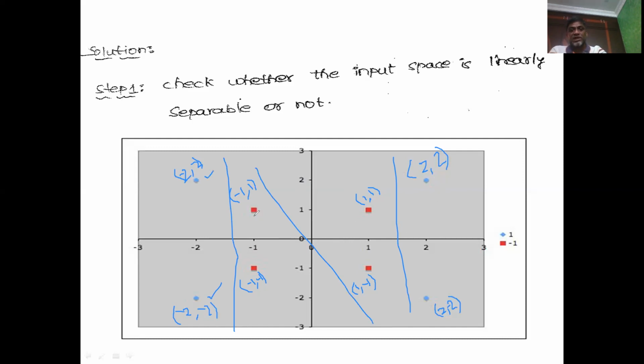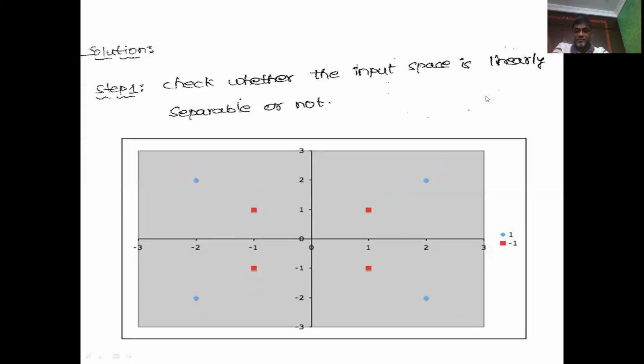So therefore, what we can say is the input space is not separable. It is not linearly separable. Okay. So the input space is not linearly separable. So what we can do now, because the input space is not linearly separable, the only option left is we can design a nonlinear SVM for this particular problem. Okay, so let us design a nonlinear SVM for this particular problem, right?